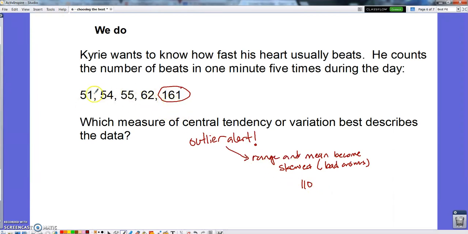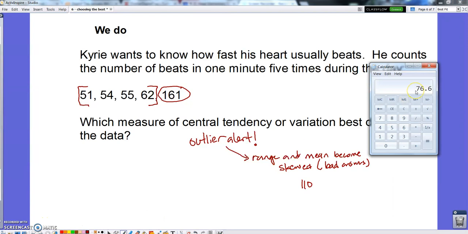But if you look up here, really, pretty much, they're all really close. He just happened to also take it after he was running really fast. And that 161 is just not good, it skews my range. It's also going to skew the mean. I'm going to pause and calculate the mean real quick for you. So there's your mean, 76.5 beats. You say, oh, well, his average heart rate is 76 beats per minute.